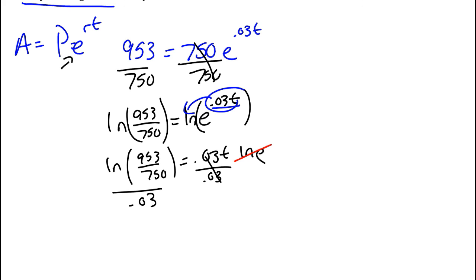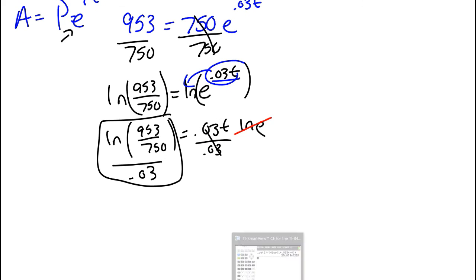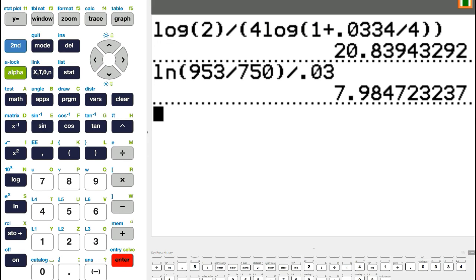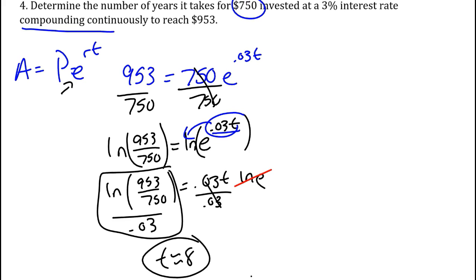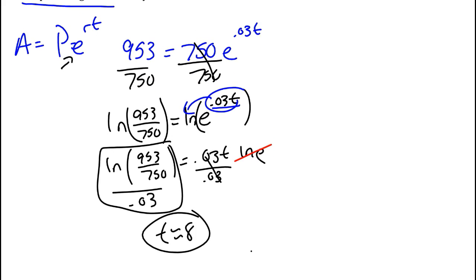So on your calculator, this is what we need to type in. Do we know what to round to? No. So we'll guess. The natural log of 953 over 750 divided by 0.03. That's about 8. t is about 8. So it'll take about 8 years for $750 to grow to $953.